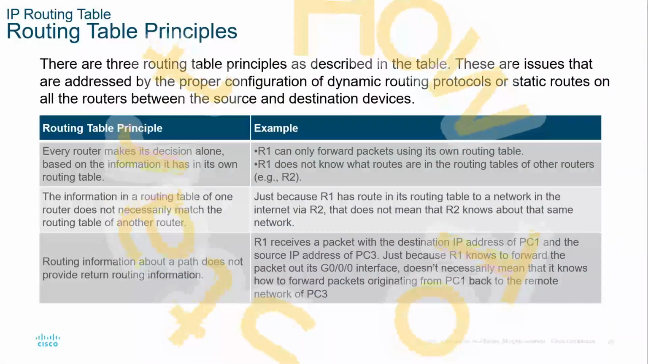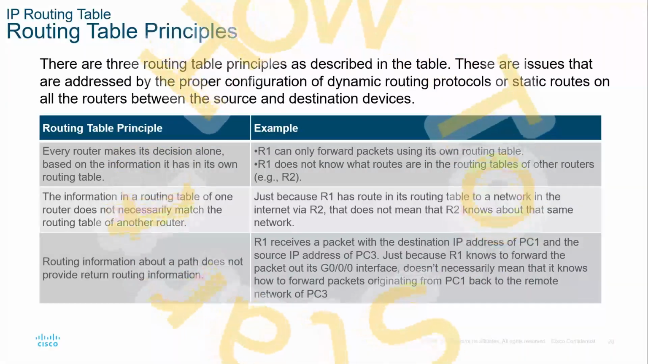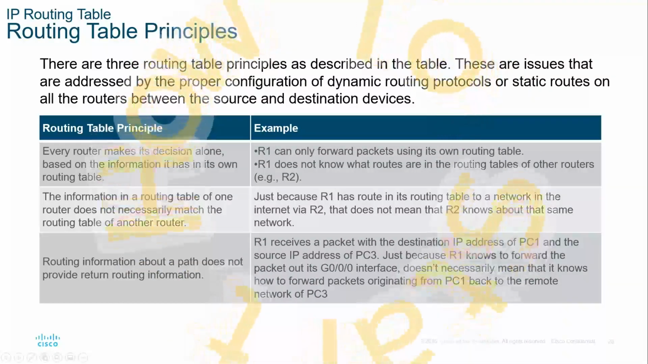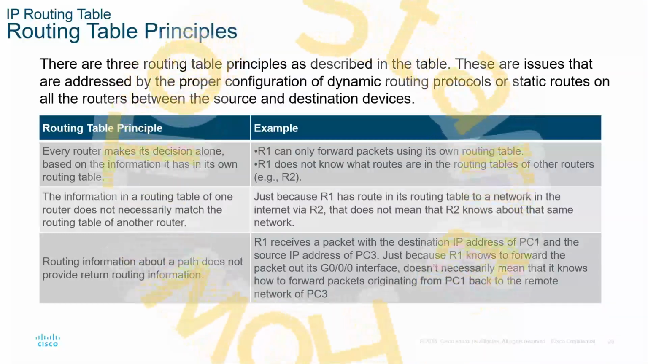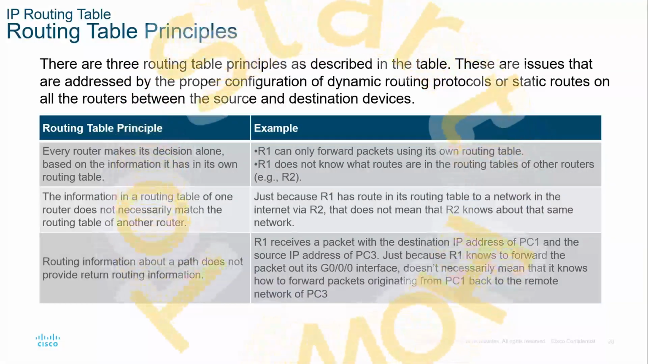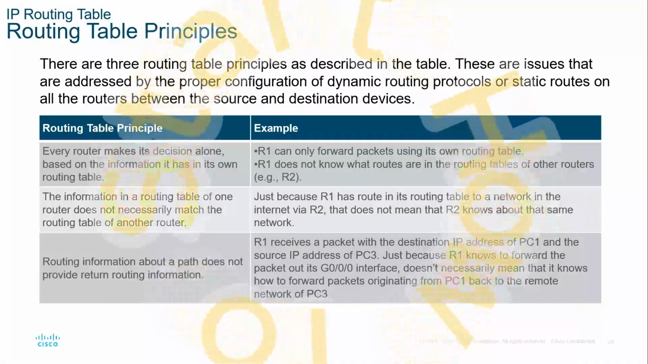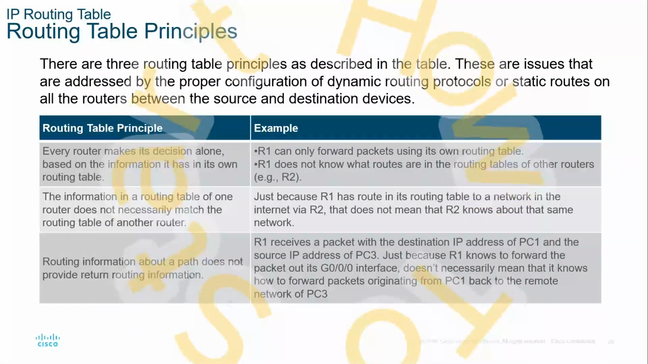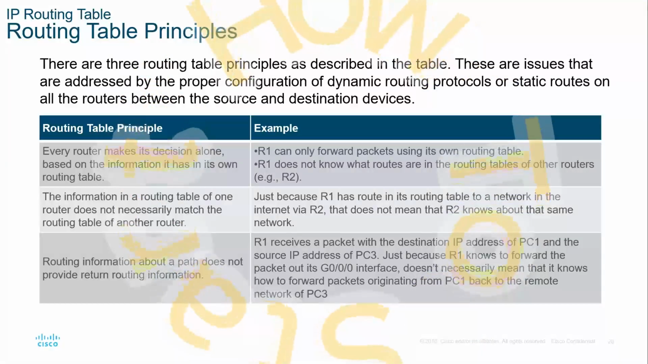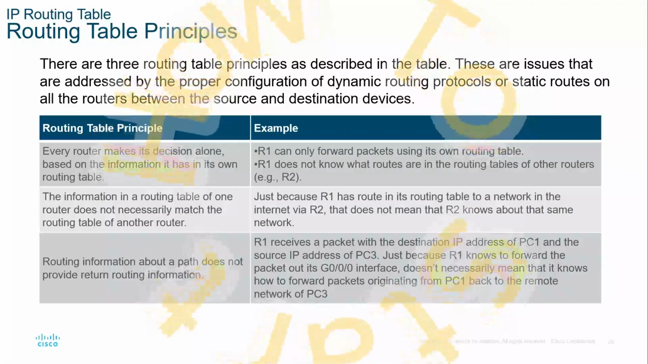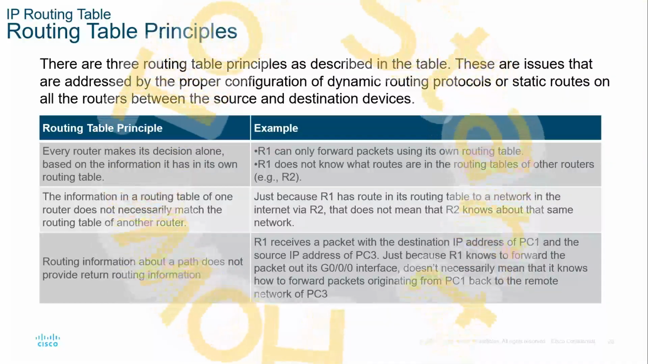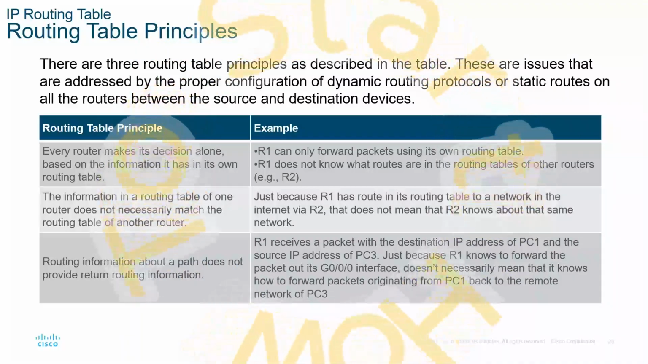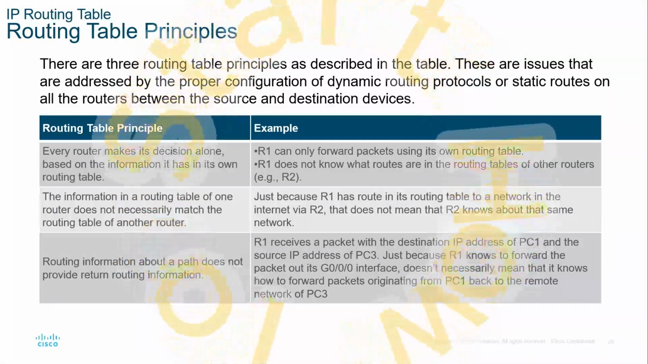There are 3 routing table principles that we need to understand. First, every router will make the decision by itself. Second, a router will have a routing table, and it may be different than the routing information in the next router's table. Third, routing information about a path does not provide return route information. They're talking one way only.